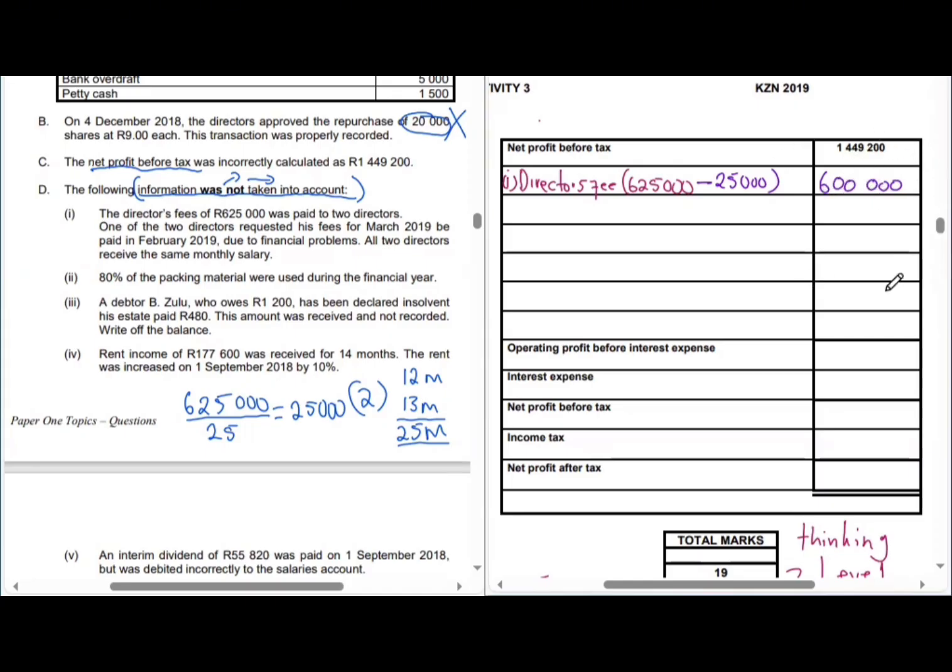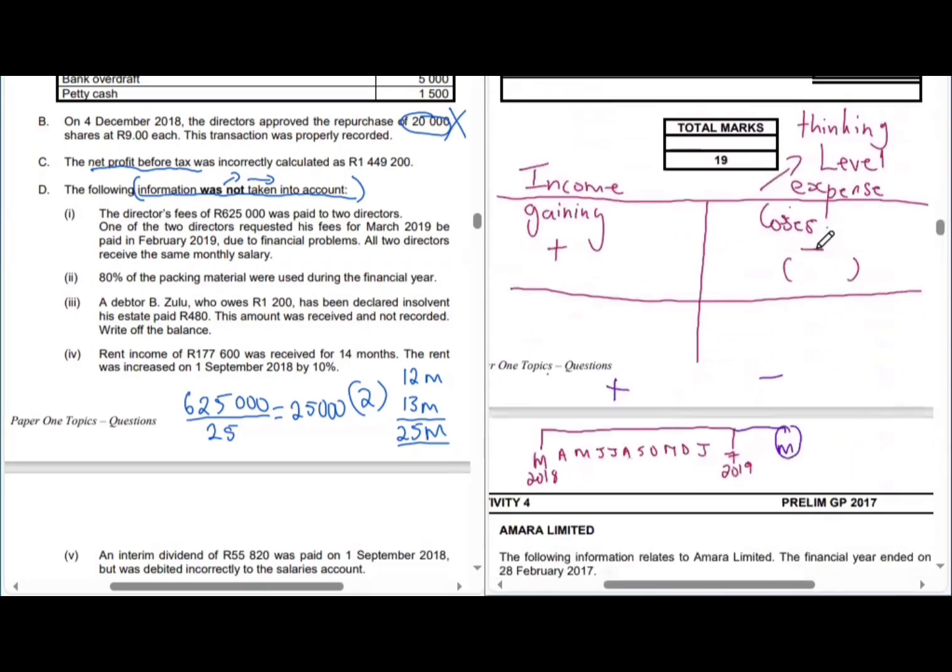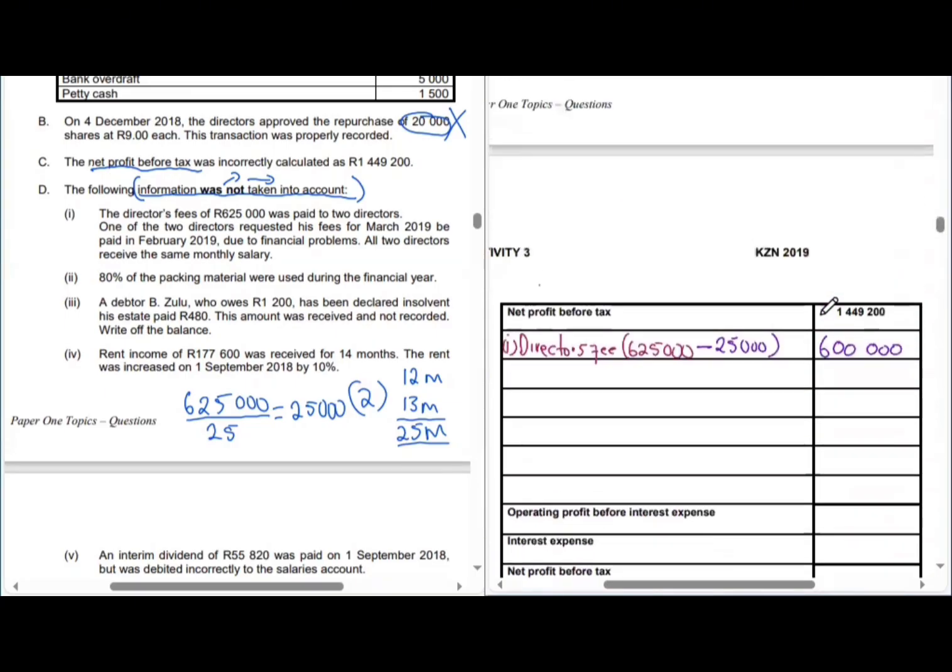Now guys, we need to ask ourselves, this 600,000, as a business, are we gaining it? Is it coming into the business or going out of the business? Meaning, is this 600,000 an income in the business or is it an expense? It's an expense because the money needs to go out of the business. So we are going to record it under expenses, 600,000. It's an expense because the money is going out of the business to pay directors' fees. So these are the signs that we are going to include in our incorrect net profit before tax.